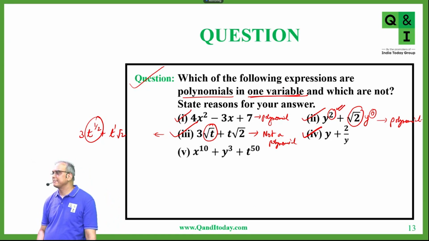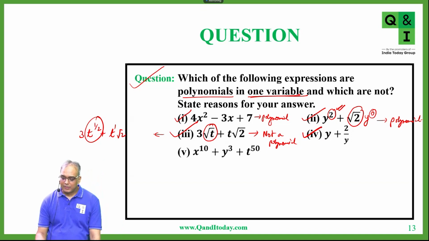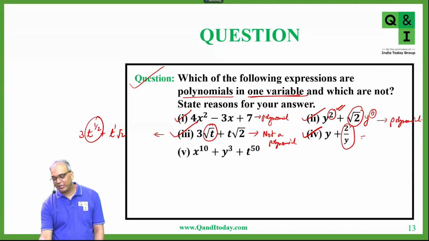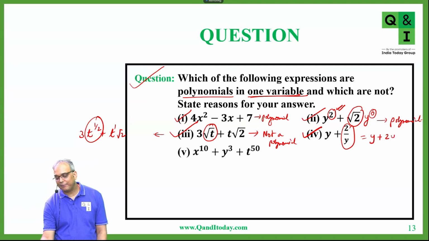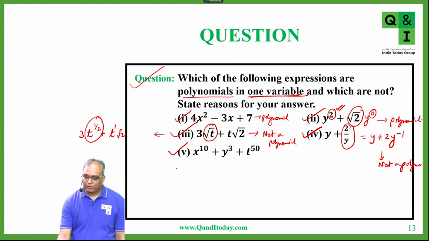Sir, the fourth one is not a polynomial because the power of y will be -1. Yes, because in the second term, y is in the denominator, and when you take it to the numerator, you will write it as y plus 2y to the power -1. So this is not a polynomial because the power of y here is negative. Correct? What about the fifth one?